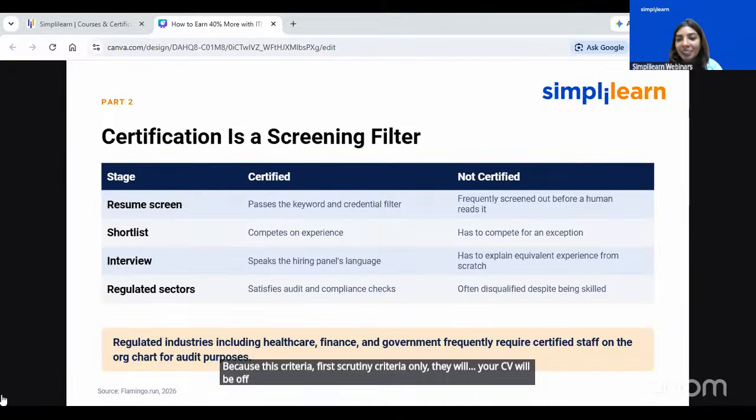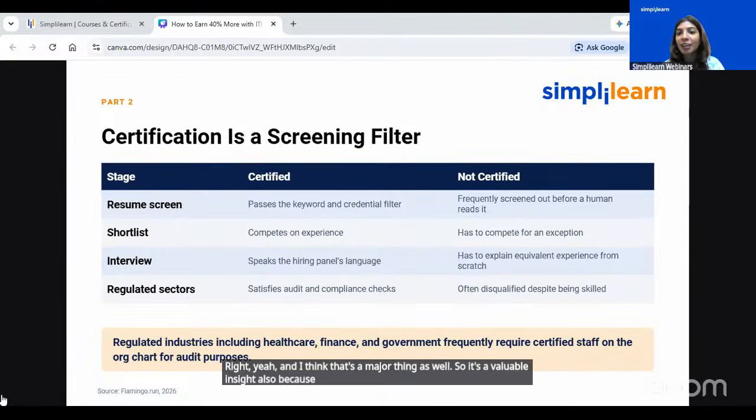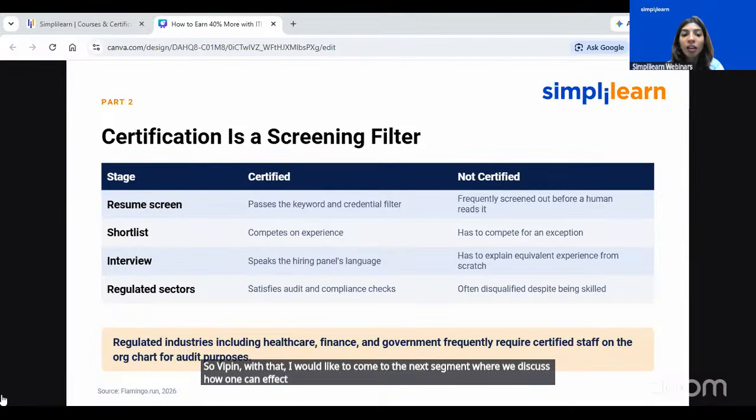Right. Yeah. And I think that's a major thing as well. It's a valuable insight because many professionals underestimate the role certification plays. And I think when they are looking for a salary hike, it can definitely contribute as well. So, Bipin, with that, I would like to come to the next segment where we discuss how one can effectively prepare for the ITIL foundation exam. So can we start with the exam overview? What is covered in this exam? What can they expect?